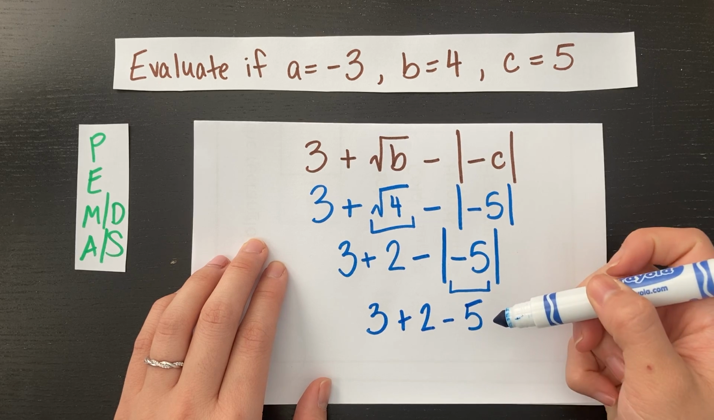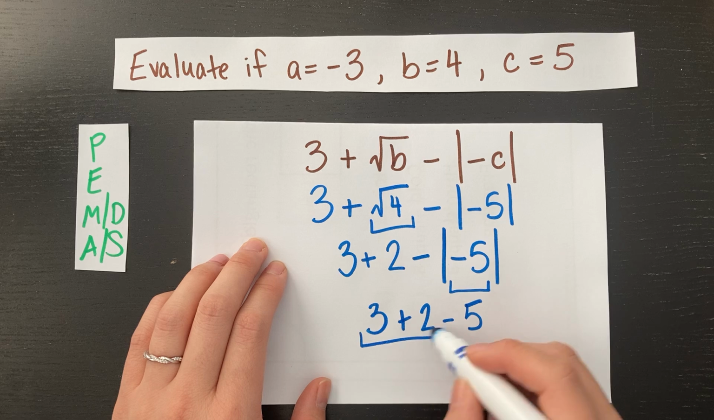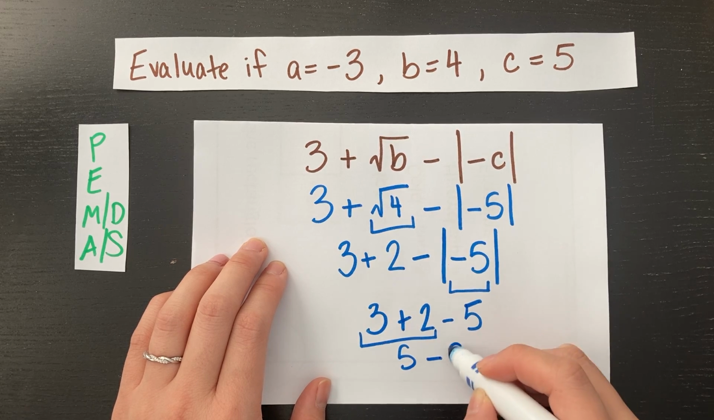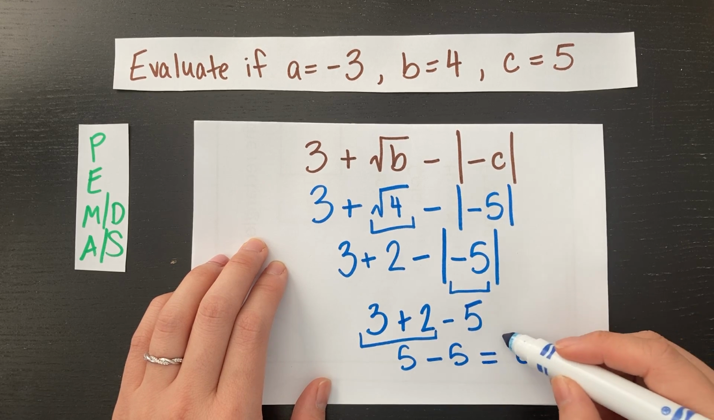And now we're left with addition and subtraction. I'm just going to move from left to right. 3 plus 2 is 5 minus 5. 5 minus 5 is 0. Here's your answer. Box it.